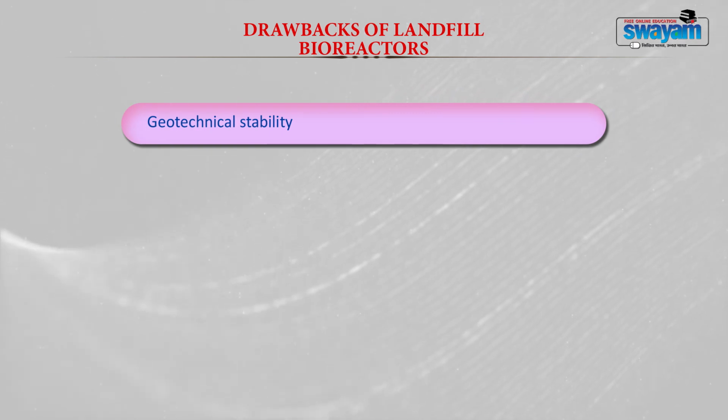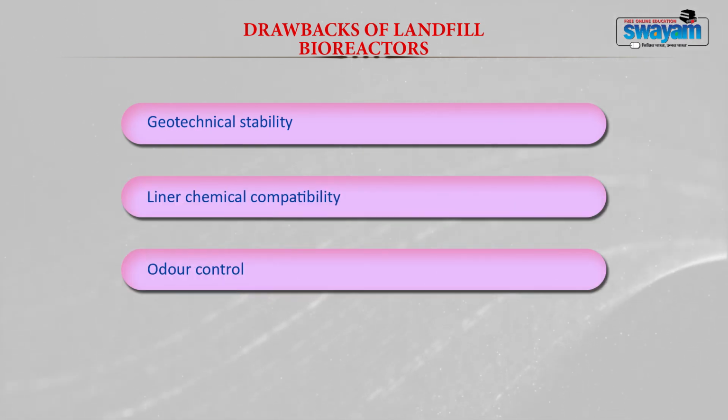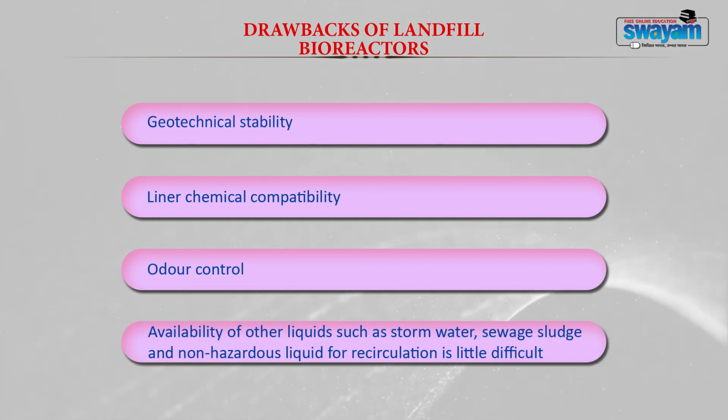You need skilled laborers to operate this landfill bioreactor. You need proper temperature control, especially in your aerobic bioreactors. Now, some of the other drawbacks can be the geotechnical stability, liner chemical compatibility, odor control, availability of other liquids like storm water, sewage and other non-hazardous liquid for recirculation is little difficult.